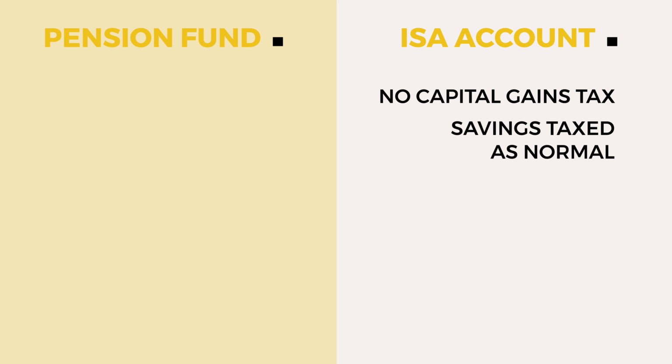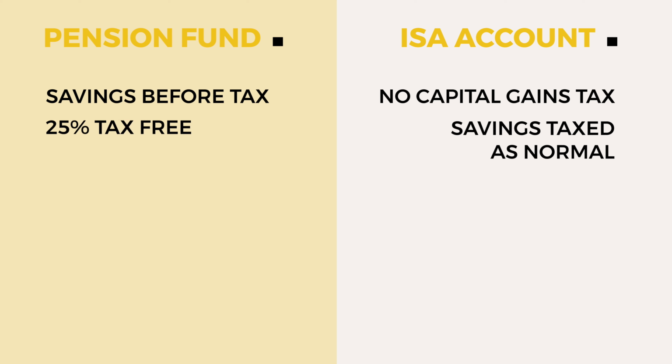With a pension fund, things look a little bit different. You pay into a pension fund before you pay taxes. So if you're employed, those contributions to a pension fund will typically be taken off your paycheck before the normal basic tax rate or a higher tax rate is applied. In addition, once you are eligible to withdraw money from your pension fund, you also have a certain amount of money that is tax-free, which currently is 25%.